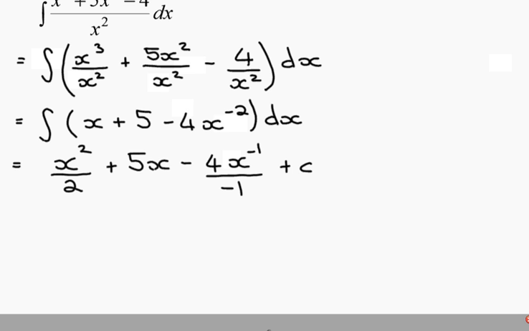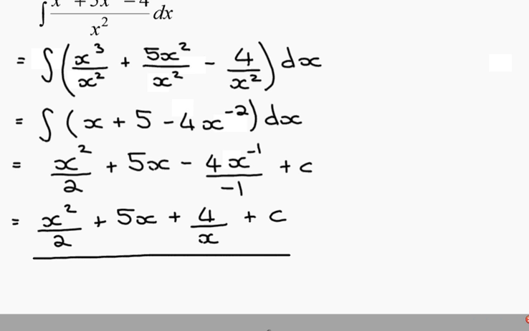Alright, so let's just tidy this up a little bit. We land up with x squared over 2 plus 5x. Now here we have a minus and a minus, so that's a plus 4. We don't want a negative exponent, so it's over x plus our constant of integration.